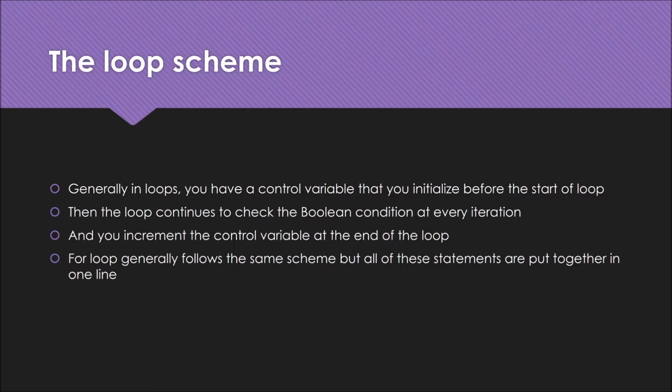So normally this is how all loops are written. There are exceptions, but normally this is how the loops are written. The for loop also follows the same scheme I just told you, but the only difference is that the initialization, the checking of the boolean condition, and the increment all happen in just one line. That one line is actually a combination of three separate statements. So we can see that in the next slide.